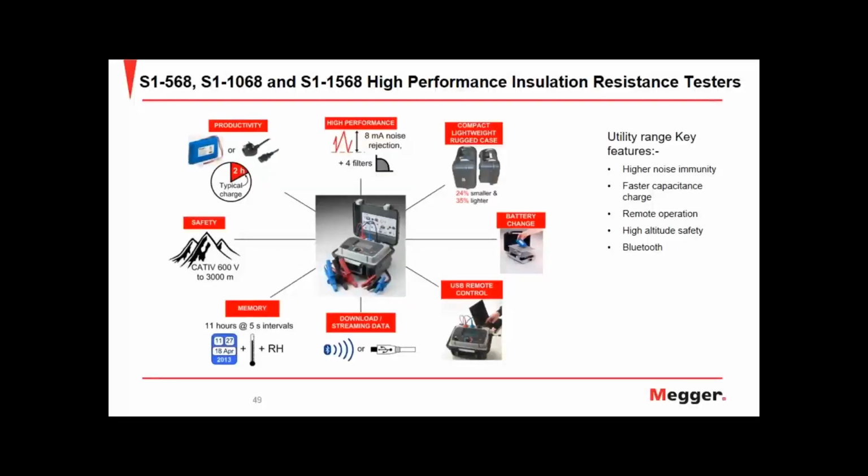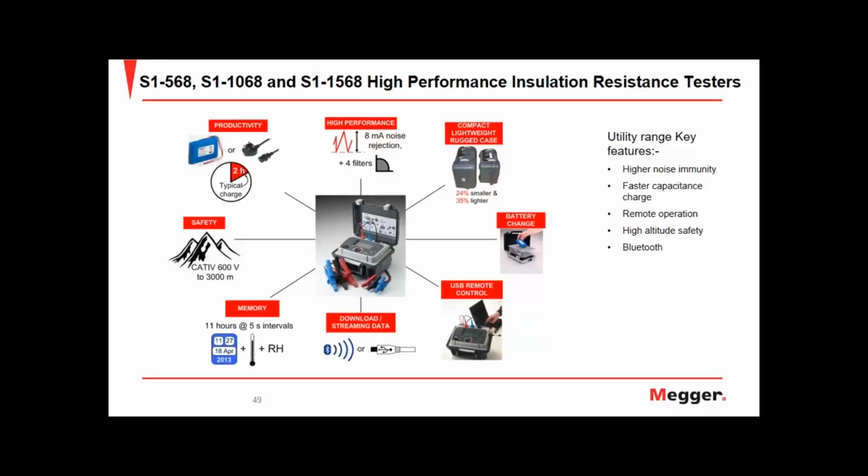Let's look at the S1s in a little bit more detail. So when you see the code of the instrument, the 568, 1068, 1568, the initial value, the 5, the 10 or the 15, refers to the maximum output voltage, i.e. 5 kV, 10 kV or 15 kV respectively. The 6 refers to the 6 milliamps of short circuit or charging current offered by the Series 1 range. And the 8 refers to the 8 milliamps of noise rejection capability offered again by the Series 1 range. This high noise immunity is provided by both the hardware and the averaging filters, which has 4 settings.